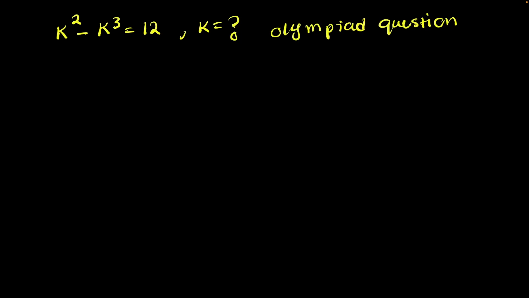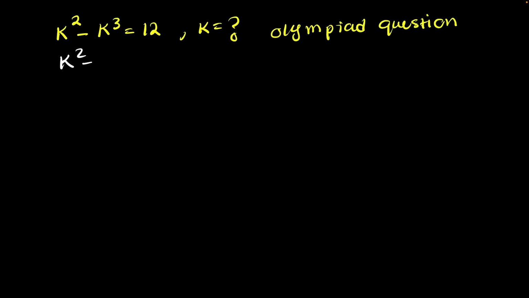Today I have a question: k square minus k cube is equal to 12. So what is the value of k? This is one of the Olympiad questions. So how to solve it? First of all, organize the question.